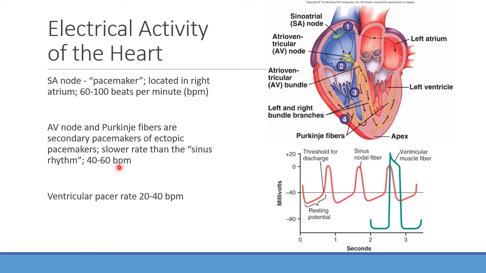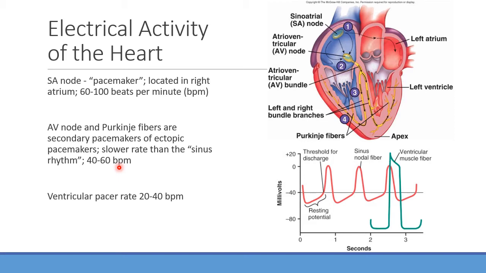So if you did bypass your SA node and your AV node wasn't working, would that have a problem with your upper range? Could you get as high as you normally would? As far as the upper range of your heart rate, I don't know what the maximal range would be, because you still have the sympathetic innervation that could still cause it. I don't know how high you could drive that.